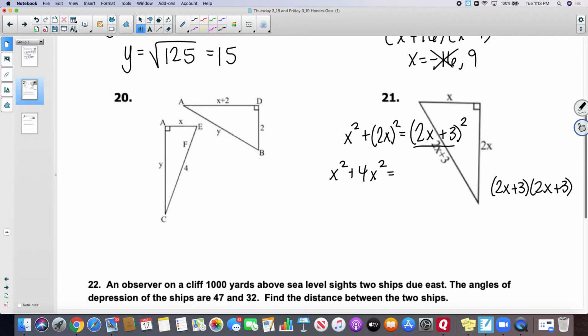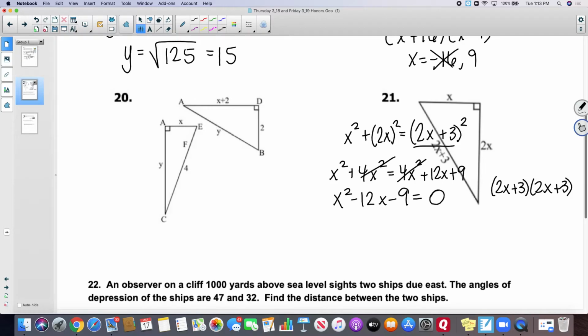And so you should have gotten 4x squared plus 12x plus 9 when you FOIL that out. Now you have a 4x squared on both sides, so those can just go away, which leaves you with x squared minus 12x minus 9 equals 0.